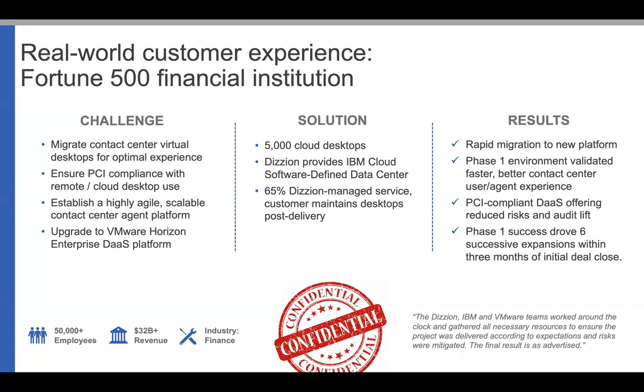And then obviously being able to do that PCI gives them a PCI compliant DaaS, reduces some of the risks and audit lift, and met all of their compliance teams' and security teams' needs. And then phase 1 drove 6 successive expansions within 3 months of the initial deal close. So again, when people start using a desktop as a service and get more comfortable with it, it usually does.